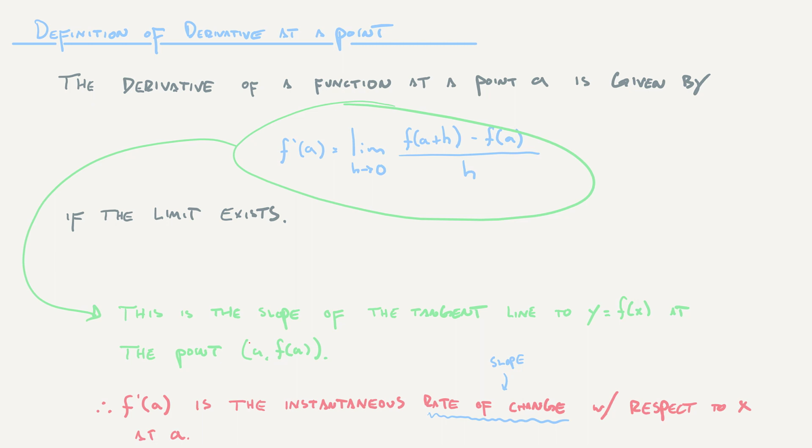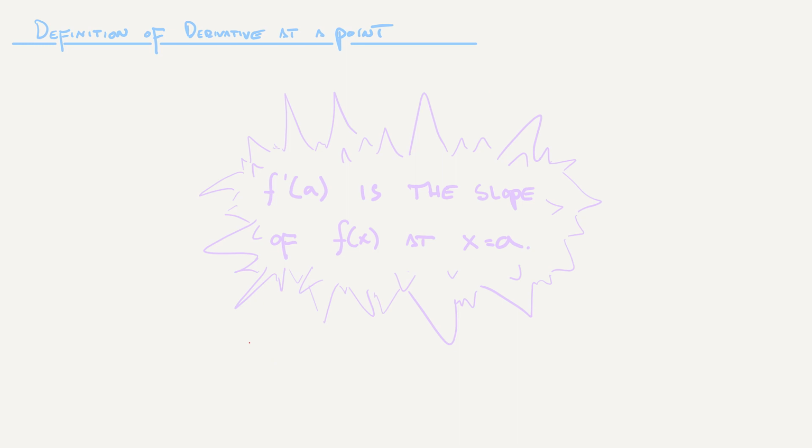So in pre-calculus, all we were able to do was find average rates of change. We were never able to find instantaneous rates of change. But now, with the limit definition of the derivative, we can. The instantaneous rate of change is the derivative. I'll say it again, because it's that important: f prime of a is the slope of f of x at x equals a.